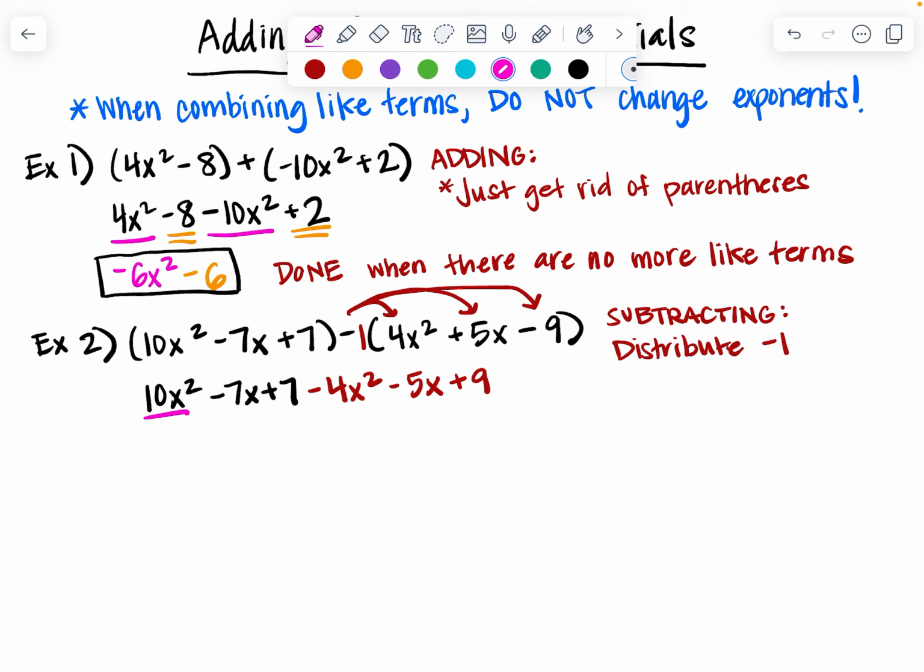So remember, they have to have the same variable, same exponent. So we can combine 10x squared and negative 4x squared, but we can't combine those with the negative 7x or the negative 5x because they don't have the exponent of 2. Start with the highest exponent and then work your way down. So 10x squared and negative 4x squared becomes 6x squared. Then we can do negative 7x and negative 5x, that becomes negative 12x. And then the constants, 7 and 9, are positive 16.